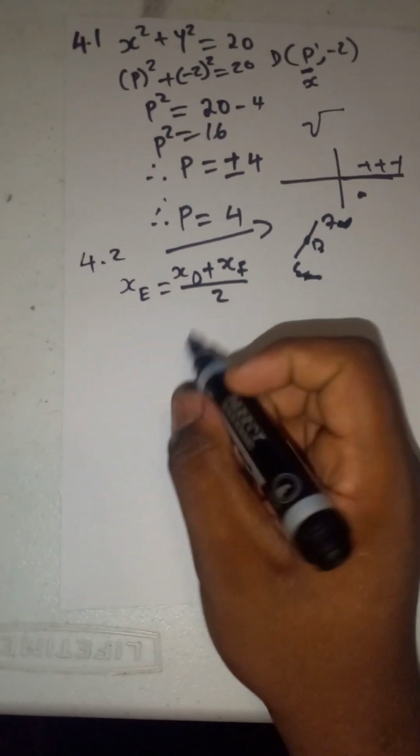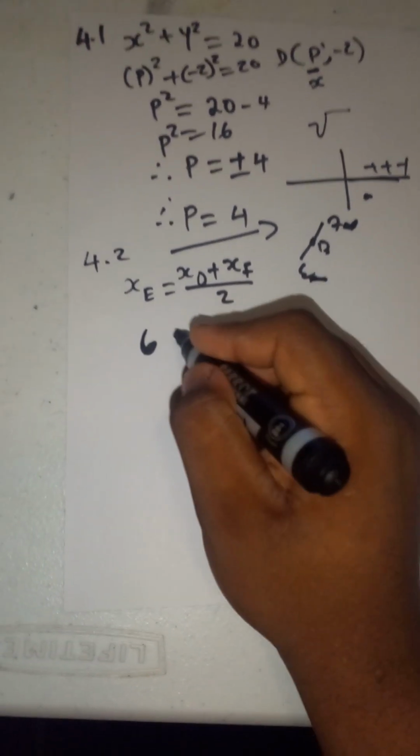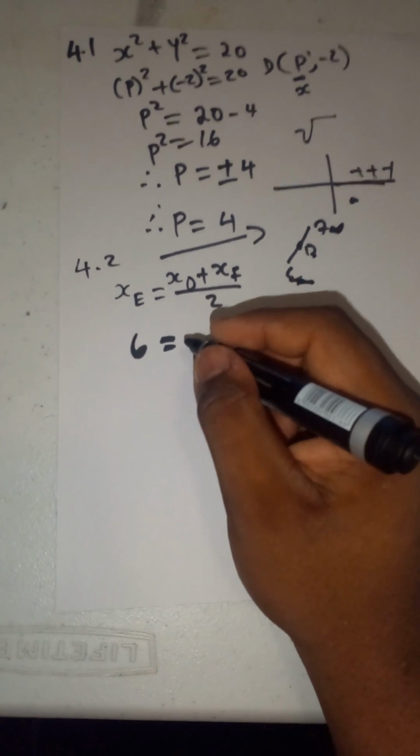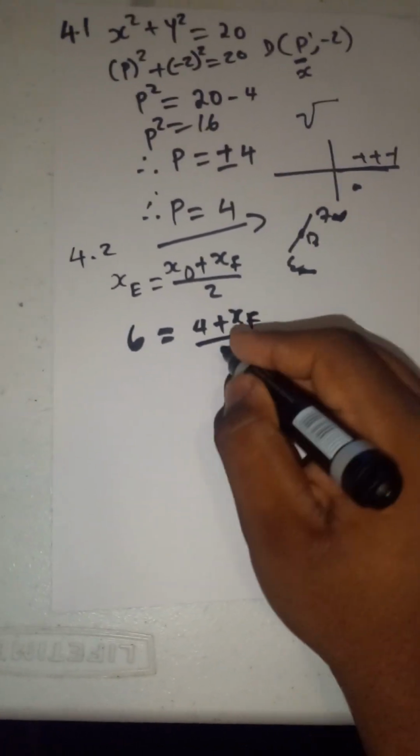So what are the coordinates of E? The x coordinate of E is 6, I was told. So 6 equals, what is the x coordinate of D? 4, plus the x coordinate of F, over 2.